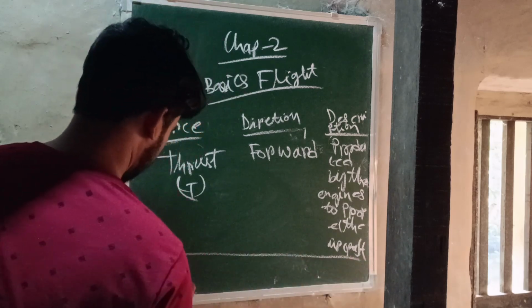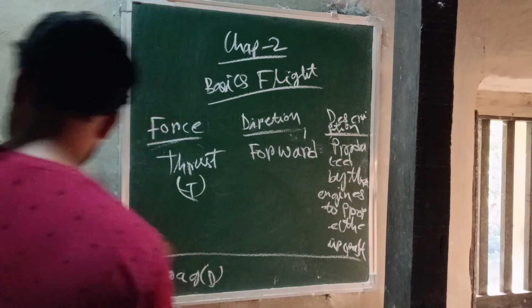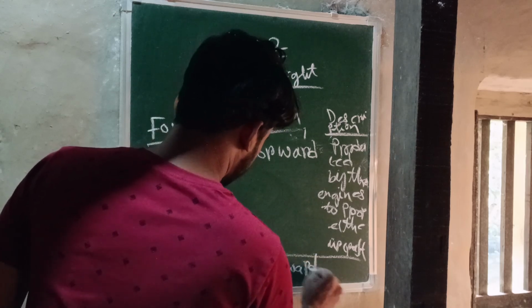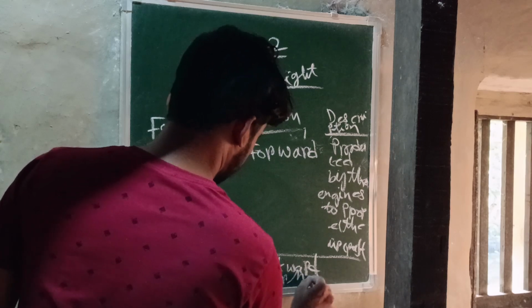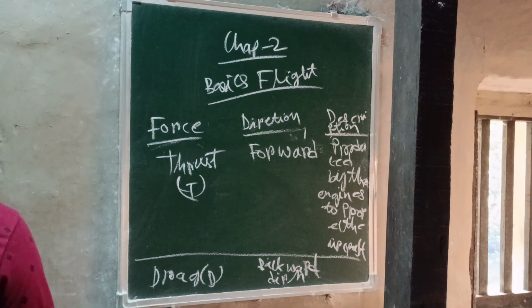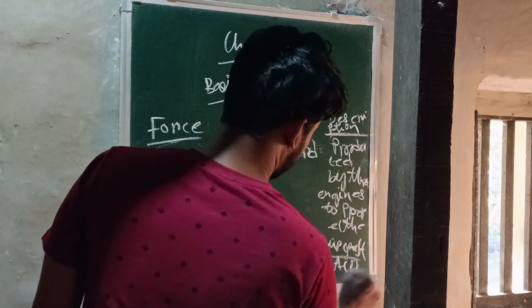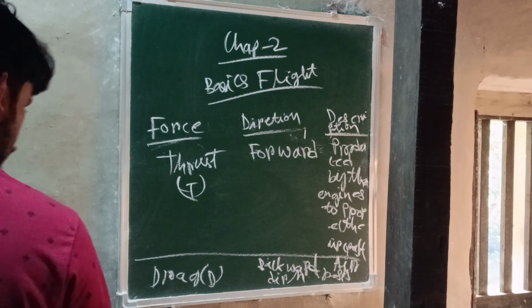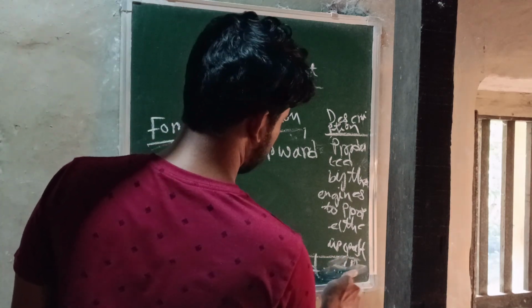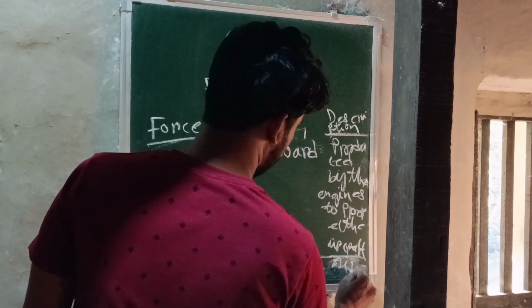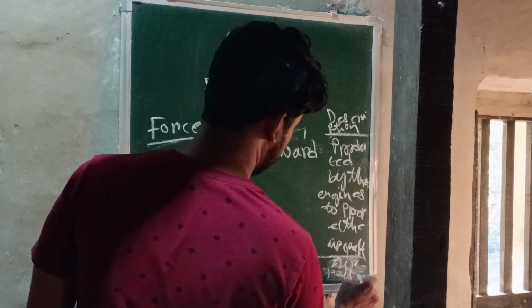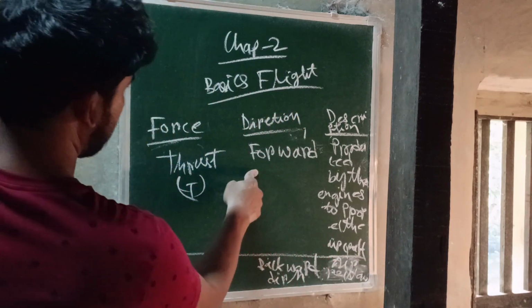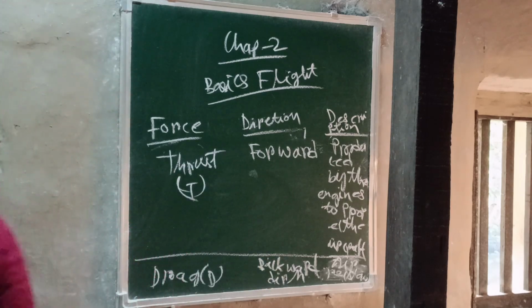And the last force is the drag, D, and its direction is backward. It opposes the motion and is produced by the air resistance on the plane or helicopter, the resistance of the aircraft.